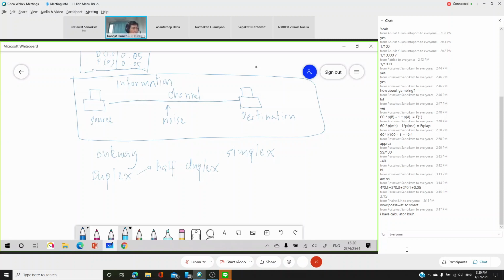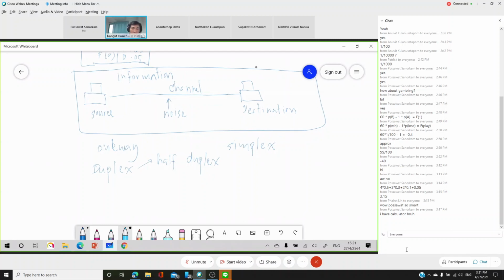If you think about the walkie-talkie, we use only one communication channel, so only one person can speak at a time. If two persons speak into the same channel, the two signals would collide, and then we could not understand the message. So that's called half duplex.